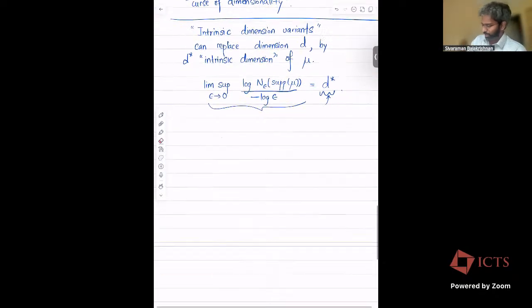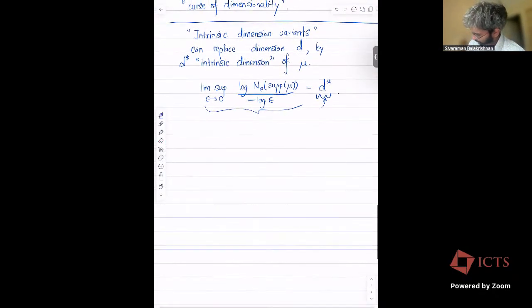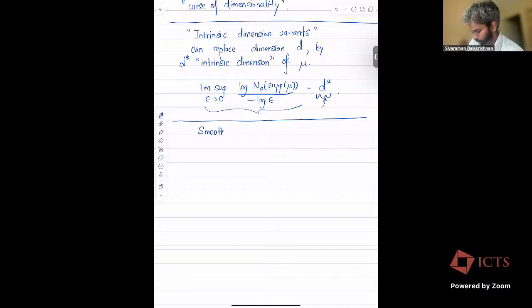Okay, so then let me also say one more thing, which is there are very few such results known, but you can ask what happens in the smooth case. So what is the smooth case? Let's say the measure mu is S Holder.